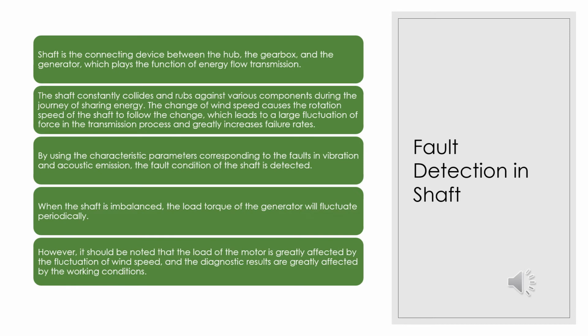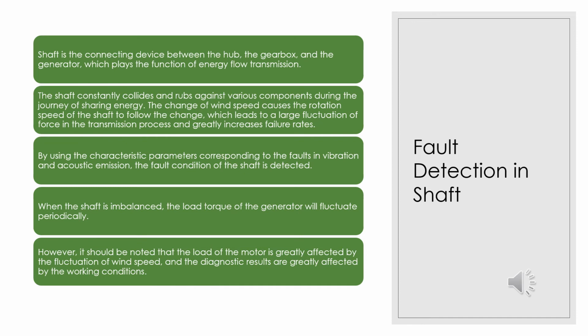Next, we go through to the fault detection in shaft. Shaft is the connecting device between the hub, the gearbox, and the generator, which play the function of energy flow transmission. The shaft constantly collide and rub against various components during the journey of sharing energy. The change of wind speed causes the rotation speed of the shaft to follow the change, which lead to a large fluctuation of force in the transmission process and greatly increase failure rate.